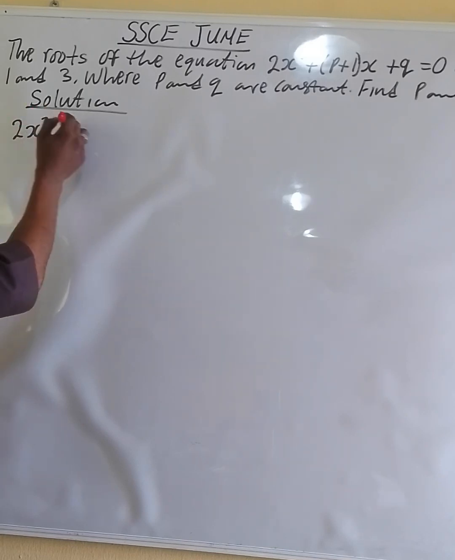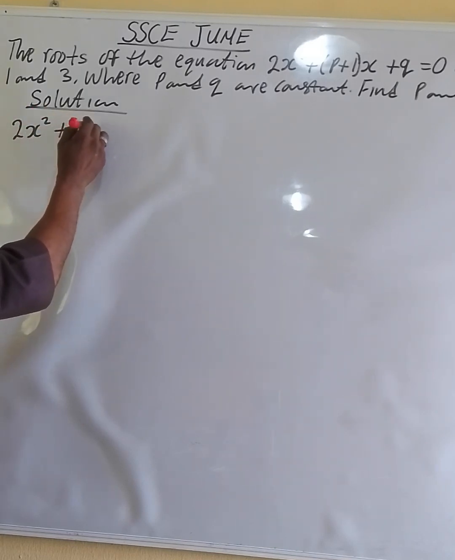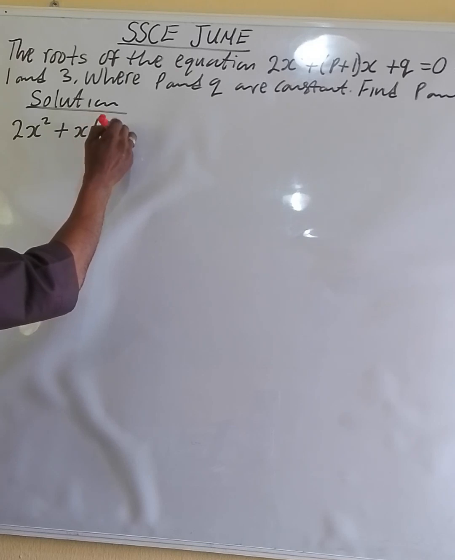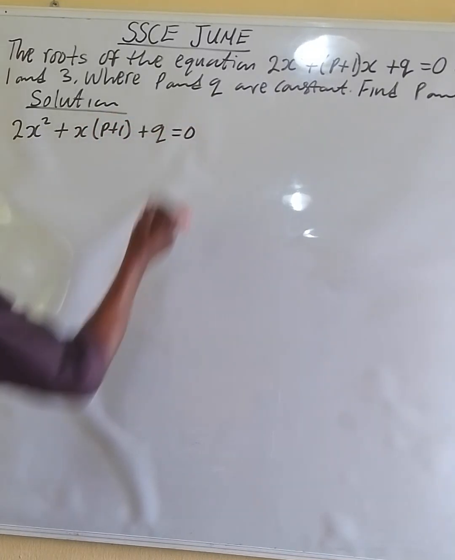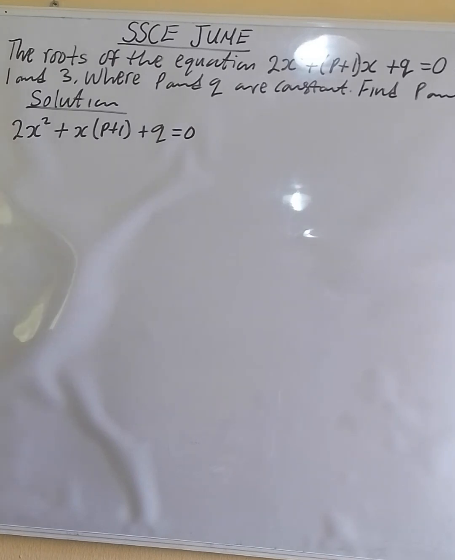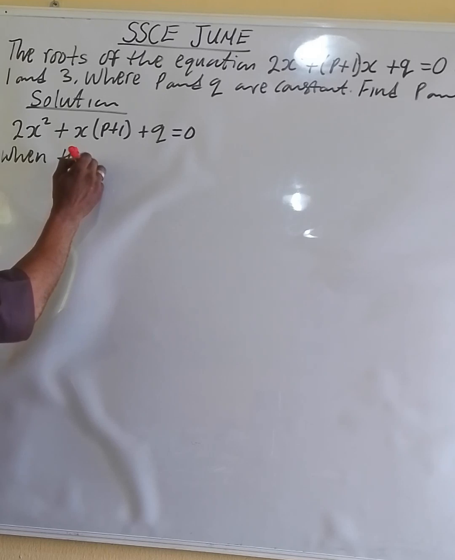So the equation given is 2x squared plus x into (p plus 1) plus q equals 0. That's the equation now. And we are given the roots to be 1 and 3. So we do it one after the other. We are starting with the 1. So now, we will say when the root is 1.